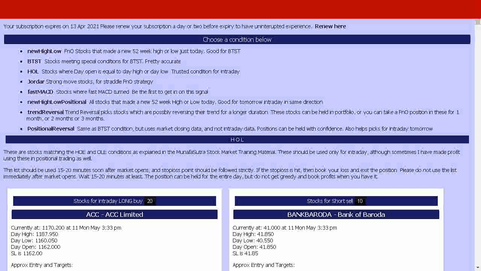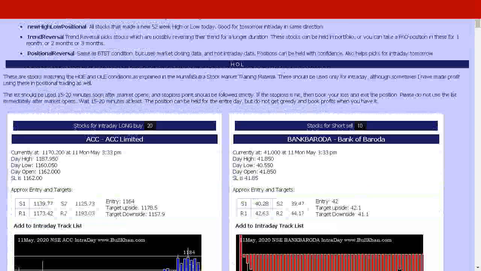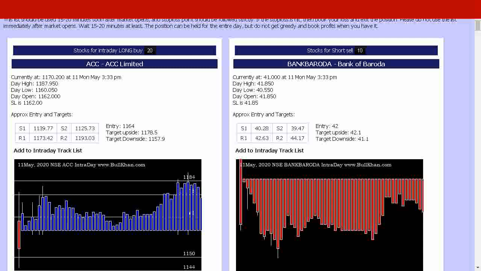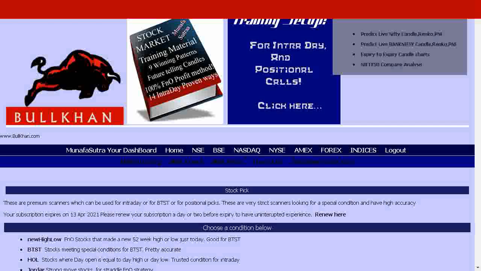Any successful intraday trader will tell you that you have to book your profit quickly, not wait for a very huge profit. That happens sometimes. You get very lucky and you make 5% profit, 10% profit in intraday. But that does not happen every day. And if you try to do that every day, then 99% of the time you will make a loss instead of a profit.